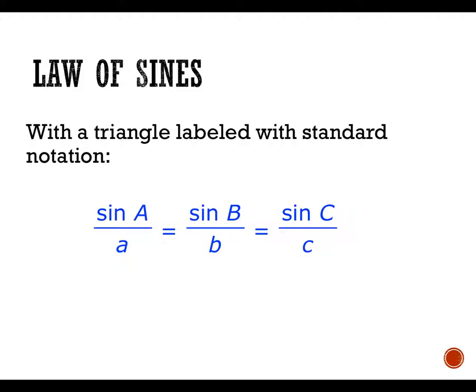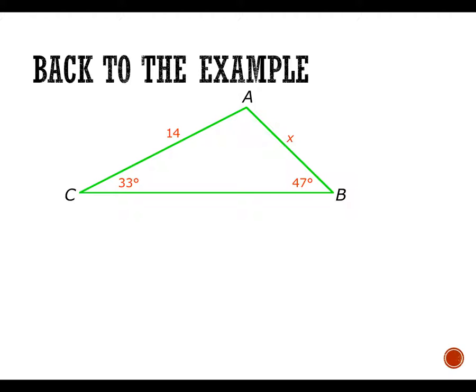Okay, here we go. Let's solve for x. We know the law of sines will work because we know an angle and the side opposite. So what would the law of sines look like in this problem, Matt? Would it be sine 33 over x equals sine 47 over 14? Well done, Matt. Let's give it up for Matt.